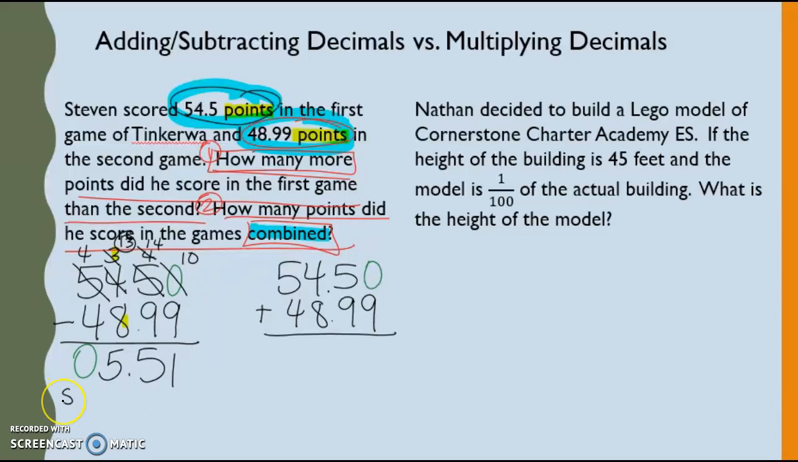So we could say Stephen, we'll abbreviate his name as an S, scored 5 and 51 hundredths more points in the first game than in the second game.